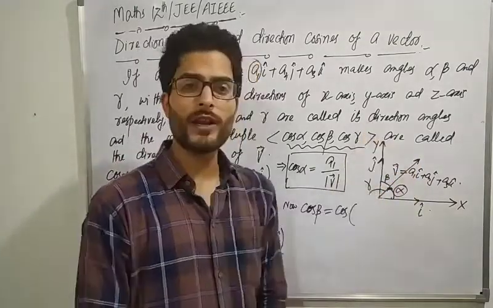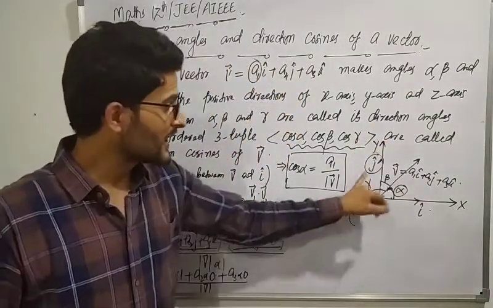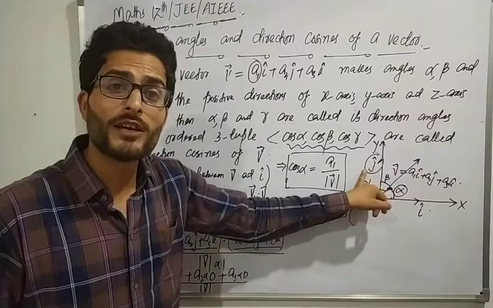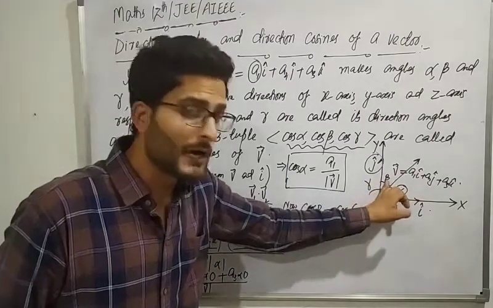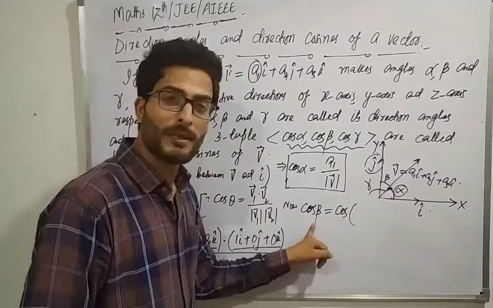But along the positive direction of y-axis, we have a direction, and that is given by what? J cap. So J cap is a unit vector along the positive direction of what? Y-axis. Means beta would be the angle between vector v and J cap. So cos of beta के बदले क्या लिखेंगे?